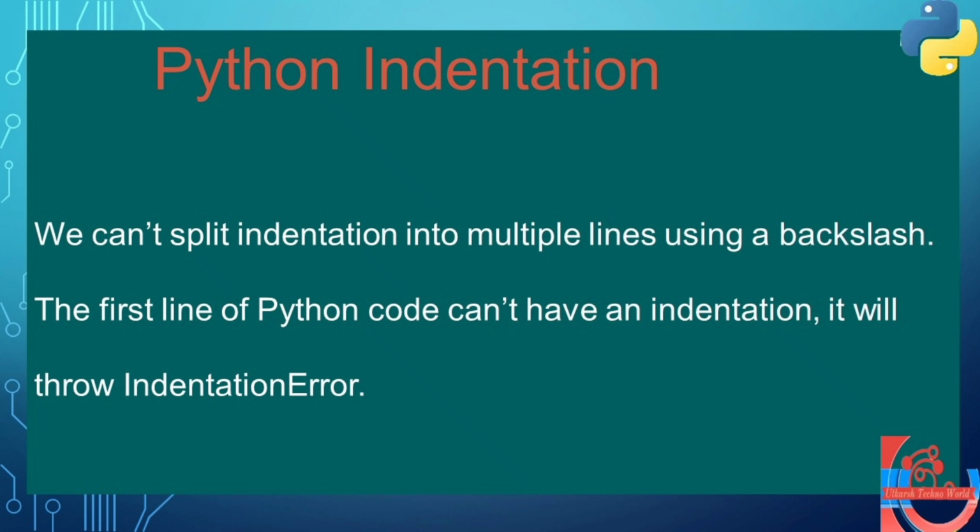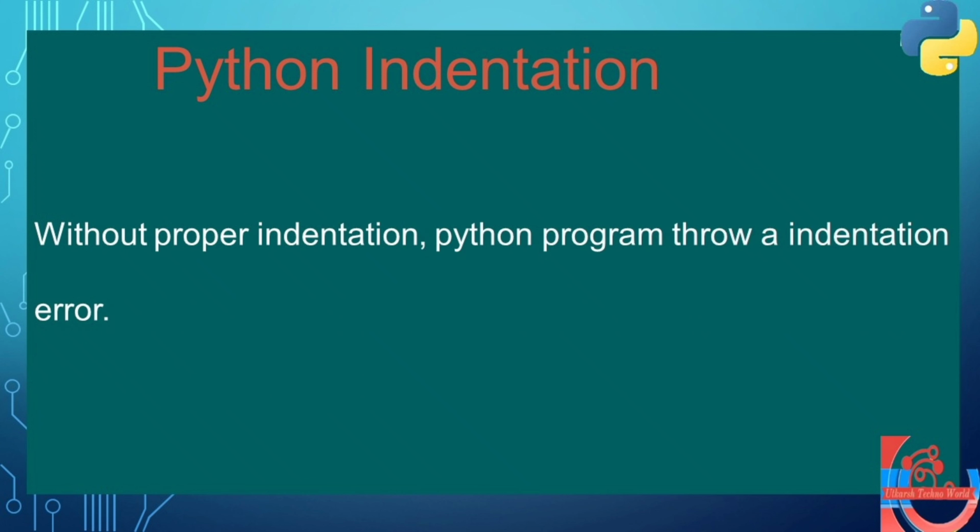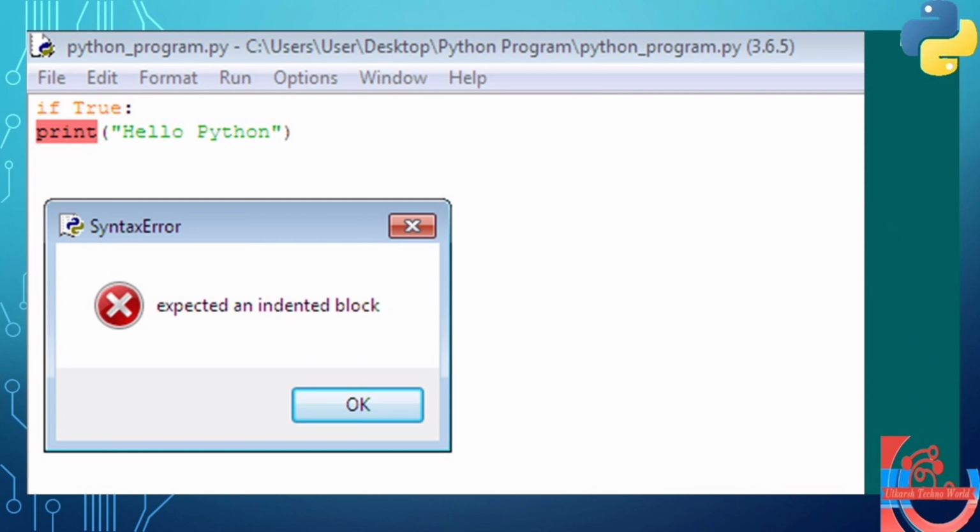The first line of Python code cannot have an indentation. It will throw an indentation error. Without proper indentation, a Python program throws an indentation error. You can see the same error on the screen.